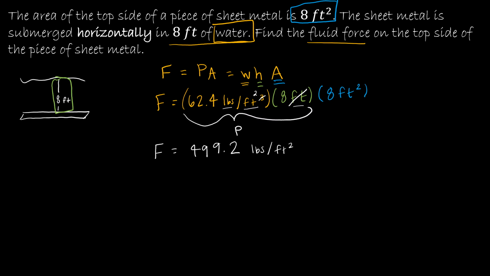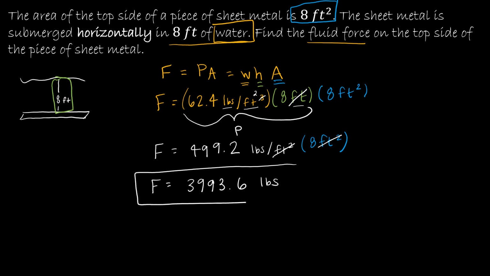I still have 8 square feet over here. Now again, using my calculator, 499.2 multiplied by 8 gives me 3,993.6. And then again, what is the label? The label would be that square feet in the denominator and square feet in the numerator cancel out, giving me a solution of pounds. And again, that makes sense because I'm finding fluid force, and fluid force would be measured in pounds.